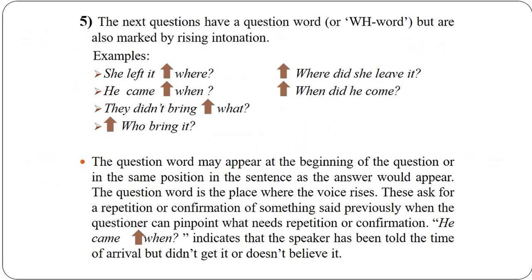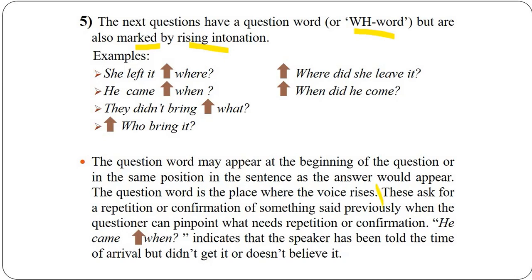So the next questions have a question word, like WH question words, but are also marked by rising intonation, like she left it where? He came when? When did you bring what? Like WH questions have the rising intonation. Where did she leave it? When did he come? The question word may appear at the beginning of the question or in the same position in the sentence as the answer would appear. It doesn't matter. The question word is the place where the voice rises.